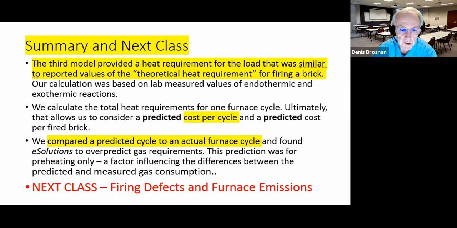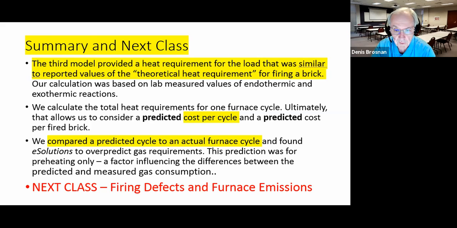Well, this is my favorite little model to do, and this third model let us compute the heat requirements in the similar way that we've done in the past. We computed the theoretical heat requirement for firing a brick or for firing 500 bricks, and it was at least a reasonable number compared to those that I've seen in engineering literature. Notably, our calculation was based on lab measured values rather than anybody's tabulated values. So this is one way that actual data on your material becomes very, very useful.